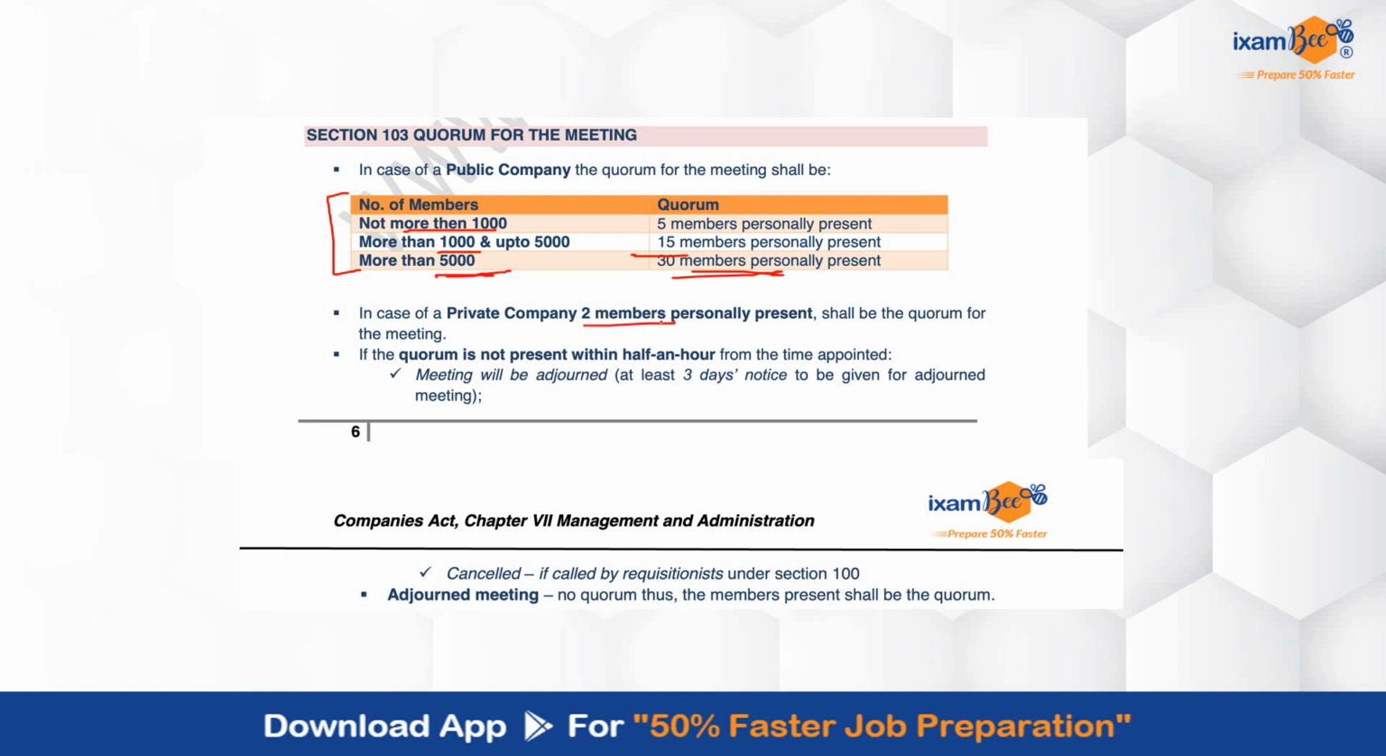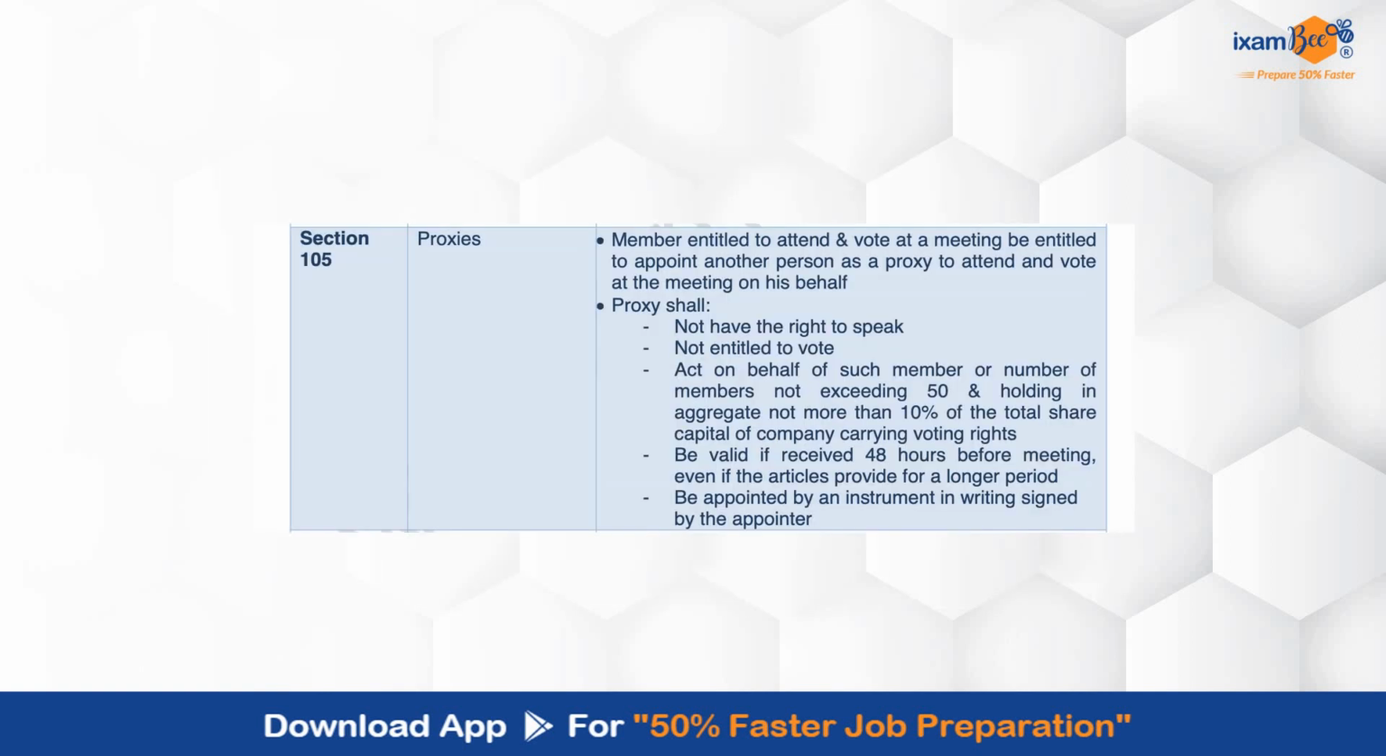अब ऐसा भी हो सकता है ये जो quorum requirement prescribed है in the Companies Act, that is not present within say half an hour from the time appointed. उस केस में meeting adjourned हो जाएगा and at least 3 days notice that will be given for the adjourned meeting. अगर adjourned meeting में भी quorum नहीं है तो जो भी members present होंगे उनको ही quorum consider किया जाएगा और meeting conduct की जाएगी.